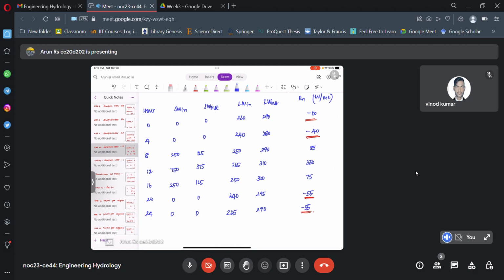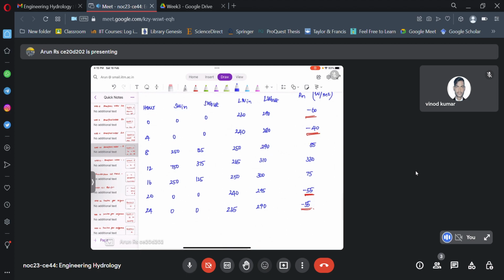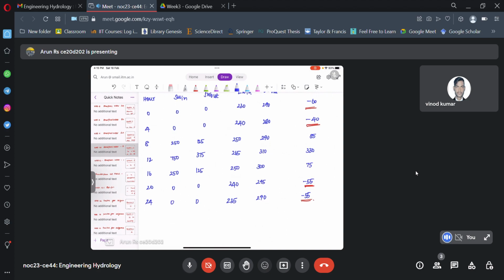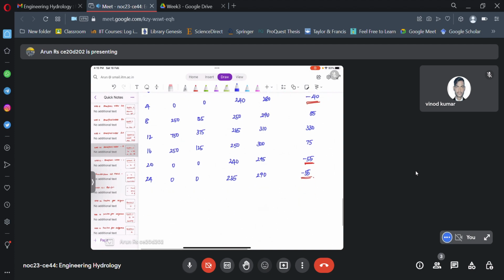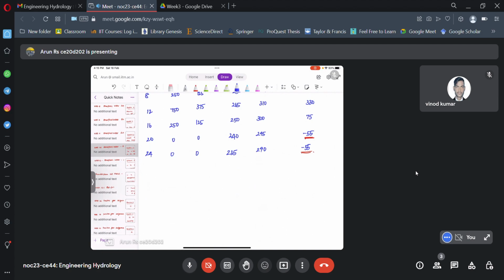So when you get a negative radiation, you will get negative evaporation, which means there is no evaporation taking place. So while calculating, we'll see that we'll get negative evaporation rate, and we should know why we are getting negative. As the time increases, you can see the net radiation increases, and again it drops during the night time. So that is what we can interpret from this particular table. So now we have calculated the net radiation.